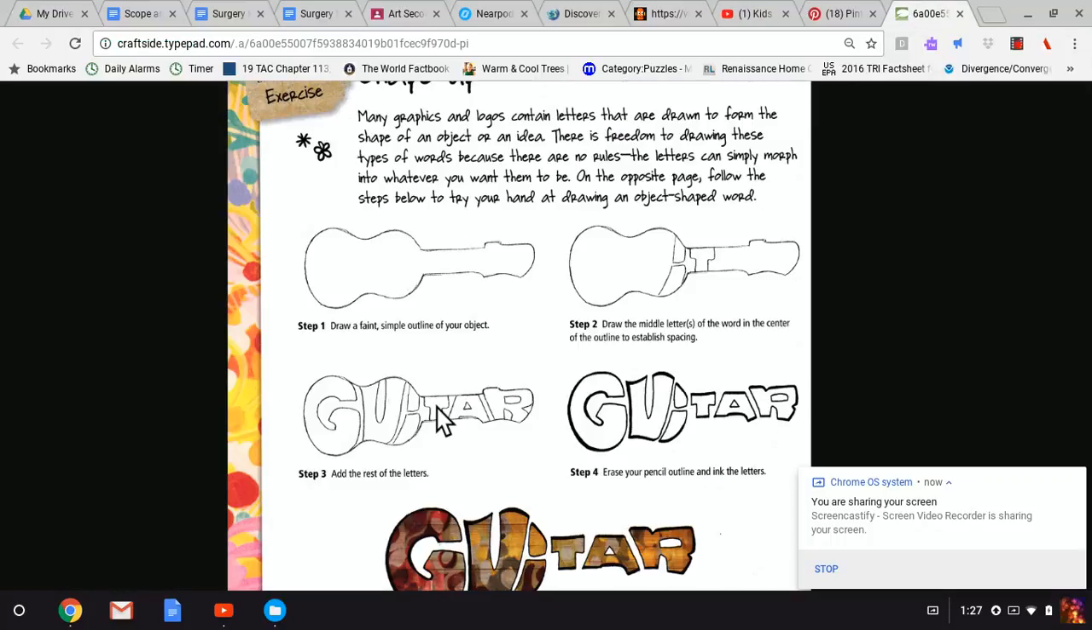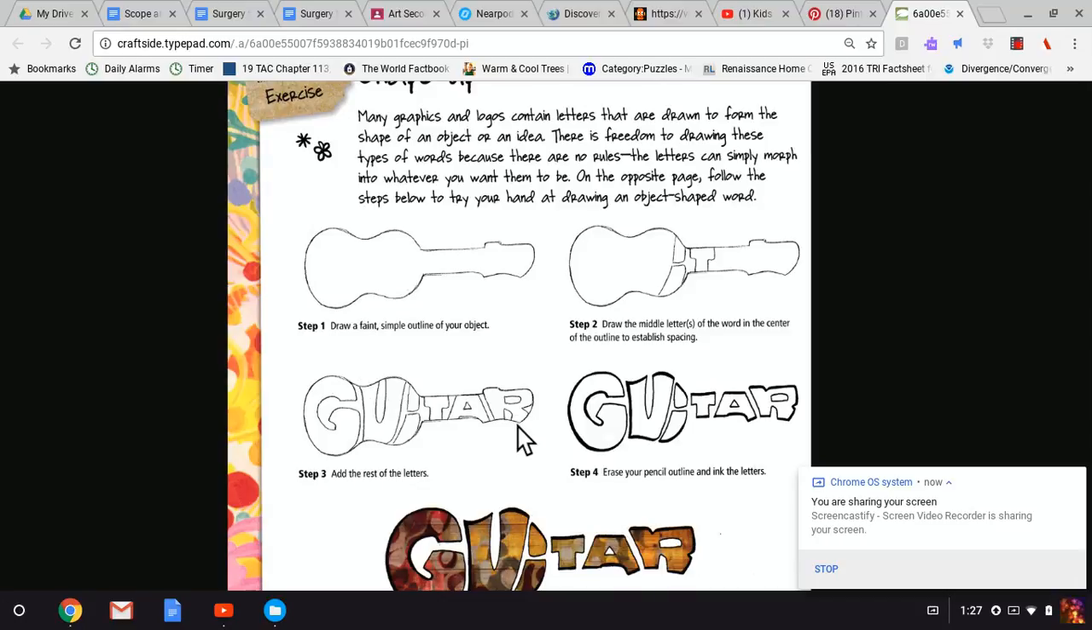All right, so you draw a faint, simple outline of your object, and then you're going to draw the middle letters of the word in the center. And you do that to get a better idea of the spacing for your letters. Okay, so you're starting with your middle letters, like they did the I and the T. Then you're going to come back and do the rest of your letters.